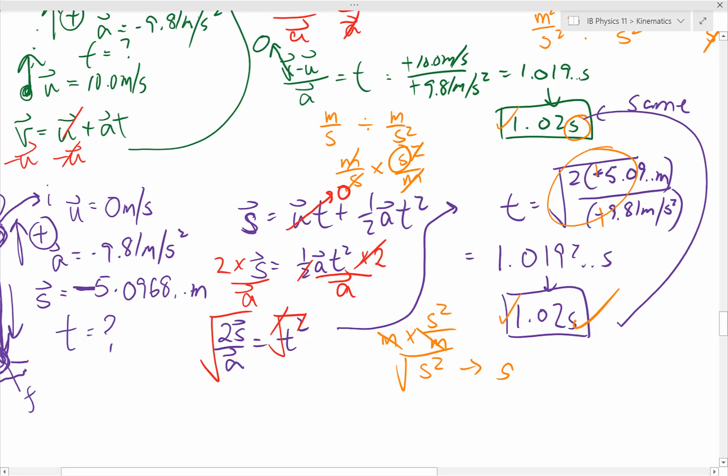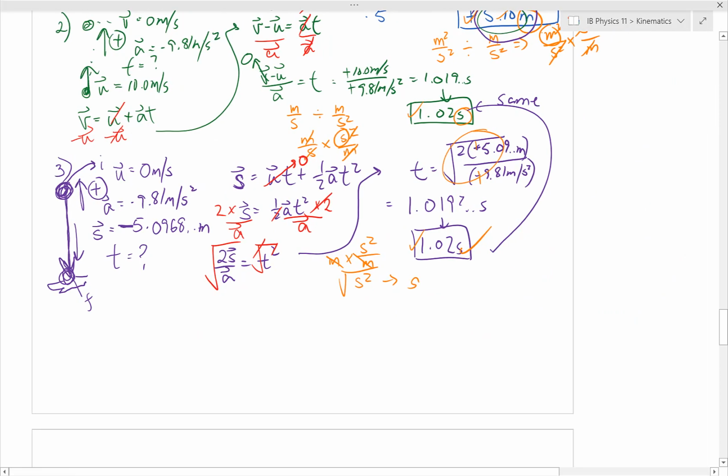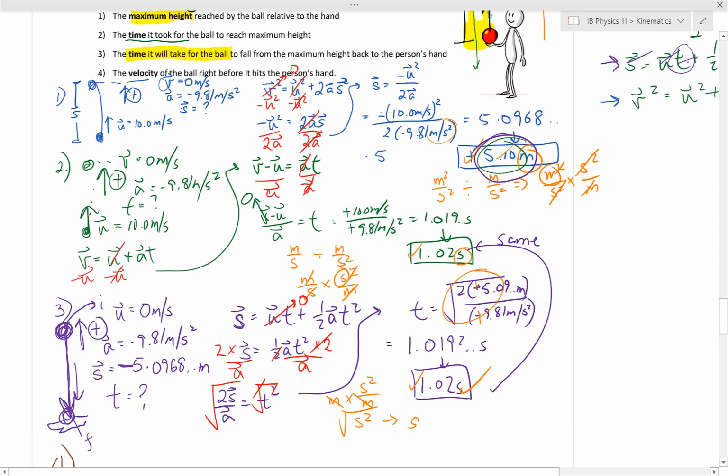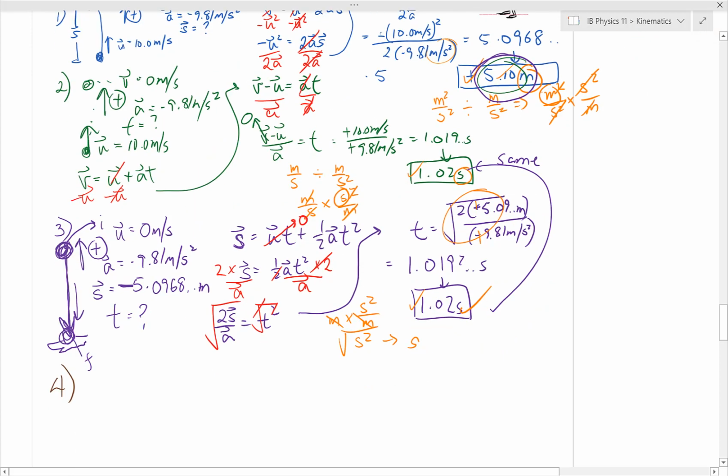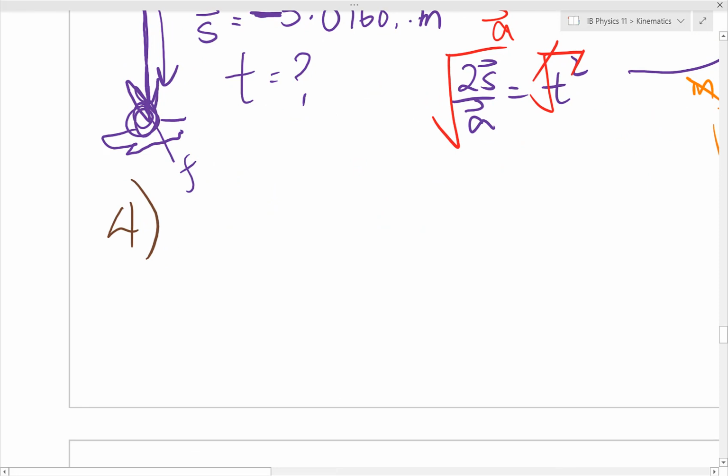So there's a significance why they are the same. Next up, question 4. The next one is finding the velocity of the ball right before it hits the person's hand. So this is sounding like a final velocity. It's right before, after it's been thrown up and gone back down again.